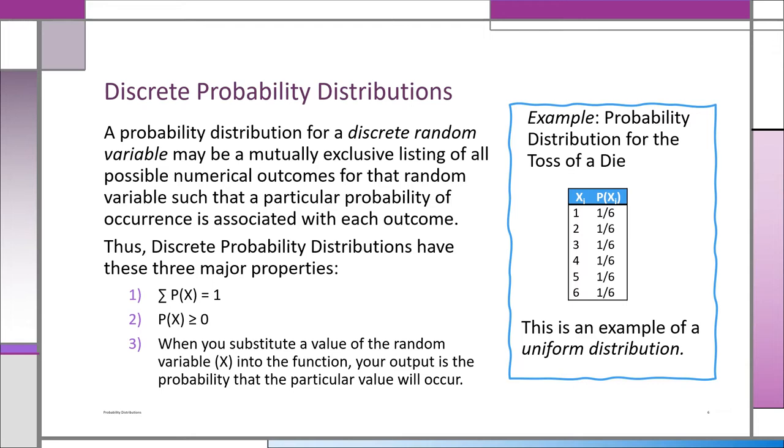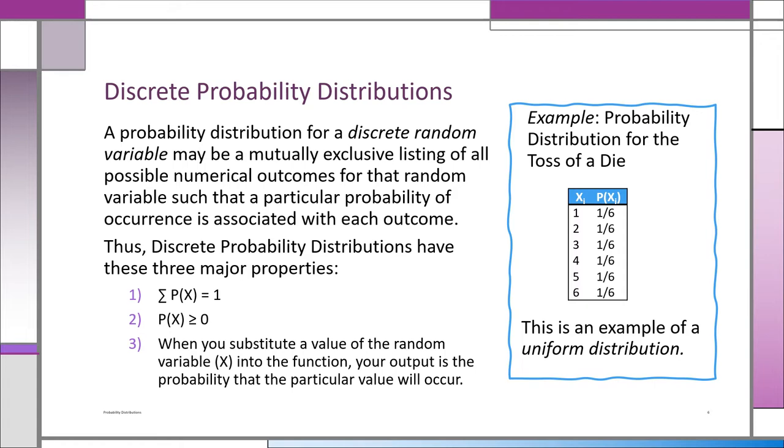And finally, when you substitute a value of the random variable into the function, assuming you're using a function, like the well-known distributions on the previous slide, then your function computes to the probability of getting that value. And another thing you can see: the probability distribution for the toss of a die is a uniform distribution. It's a uniform discrete probability distribution because all the outcomes are equally likely. And since there are six of them, every outcome has the same probability as everything else.